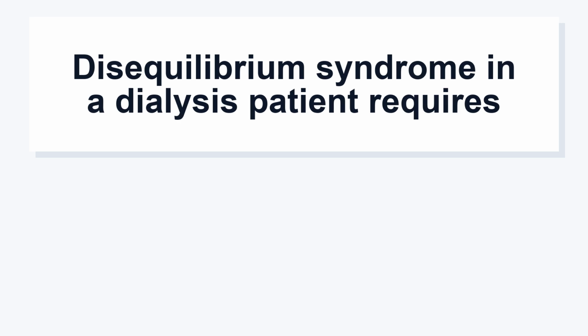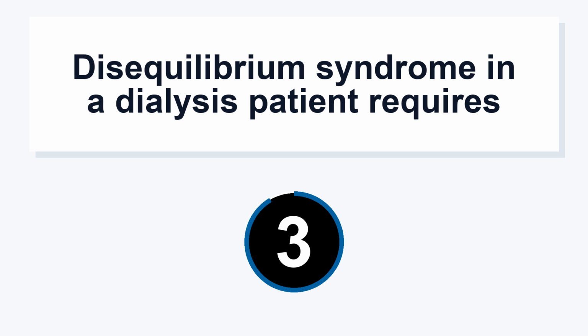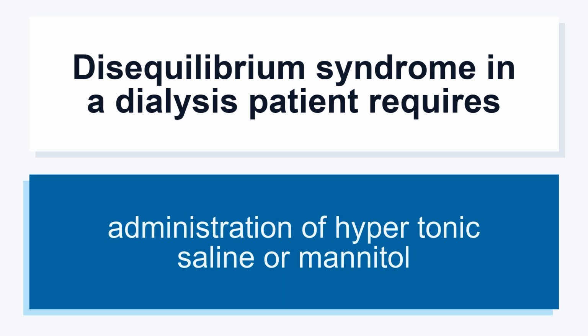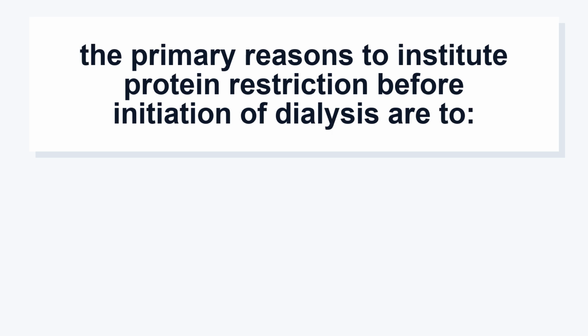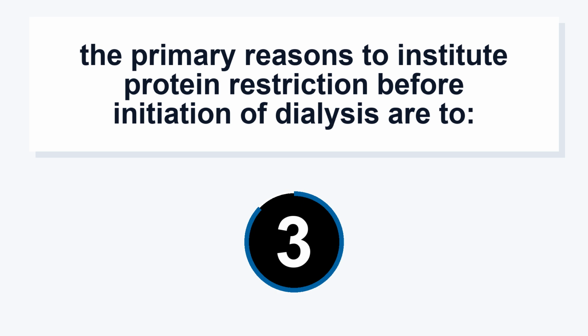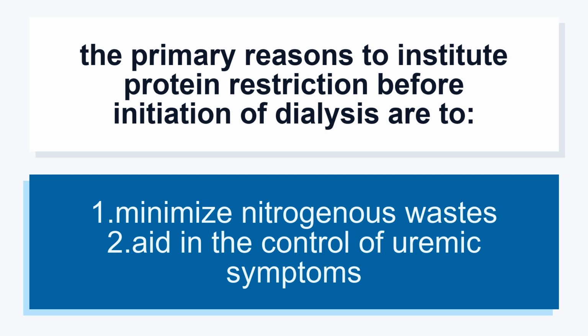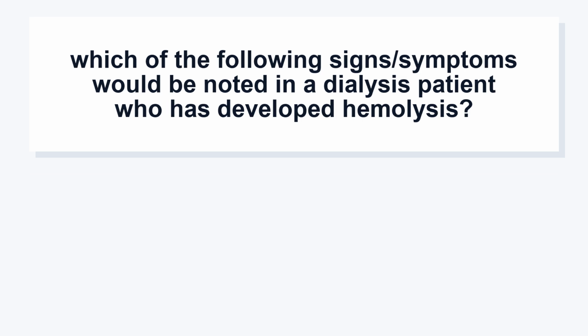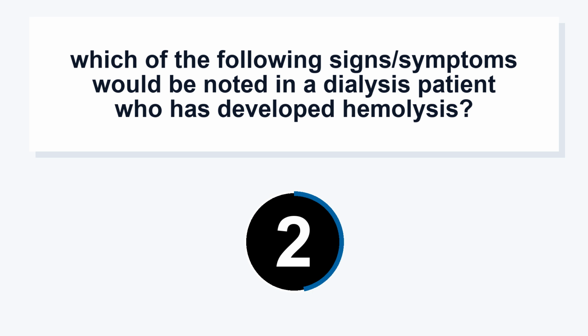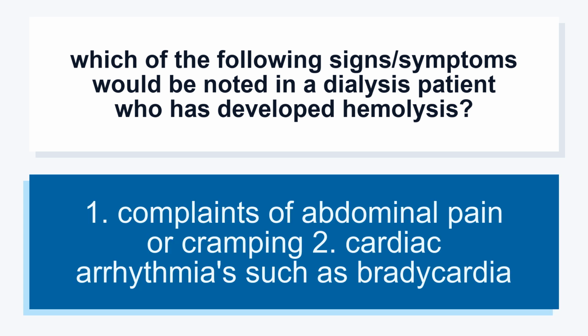Disequilibrium syndrome in a dialysis patient requires administration of hypertonic saline or mannitol. The primary reasons to institute protein restriction before initiation of dialysis are to: 1. Minimize nitrogenous wastes. 2. Aid in the control of uremic symptoms. Which of the following signs and symptoms would be noted in a dialysis patient who has developed hemolysis? 1. Complaints of abdominal pain or cramping. 2. Cardiac arrhythmias such as bradycardia.